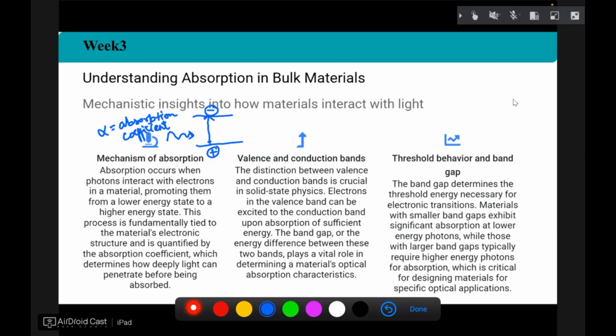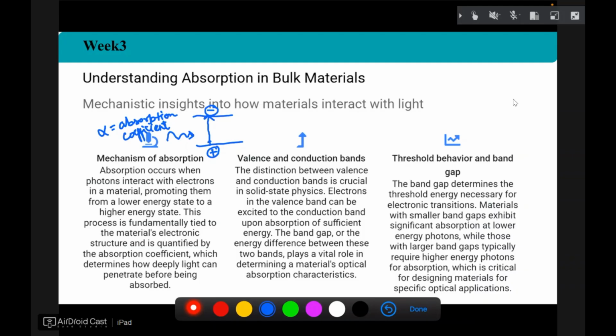So valence and conduction band. The distinction between valence and conduction band is crucial. In solid state physics, electrons in the valence band can be excited to the conduction band upon absorption of sufficient energy. We have already seen that the band gap, or the energy difference between these two bands, plays a vital role in determining a material's optical absorption characteristics.